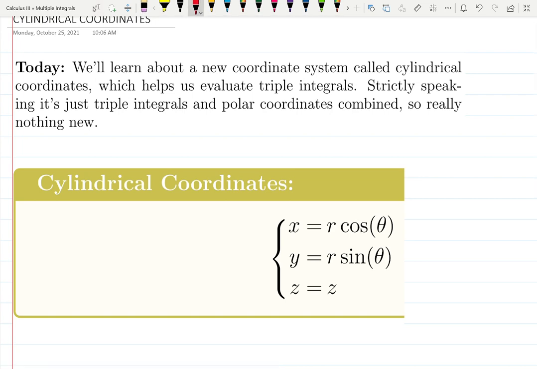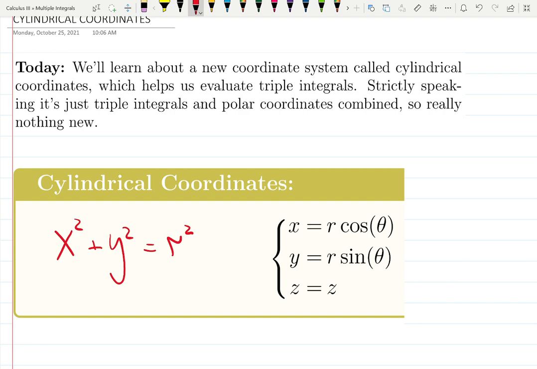Look what you have here. X is still equal to r cosine theta. Y is still equal to r sine theta. X squared plus y squared is still r squared, but now there's a third variable added because we have triple integrals, right? And the third variable is z equals z. How unusual is that? And now let's figure out what is happening here.